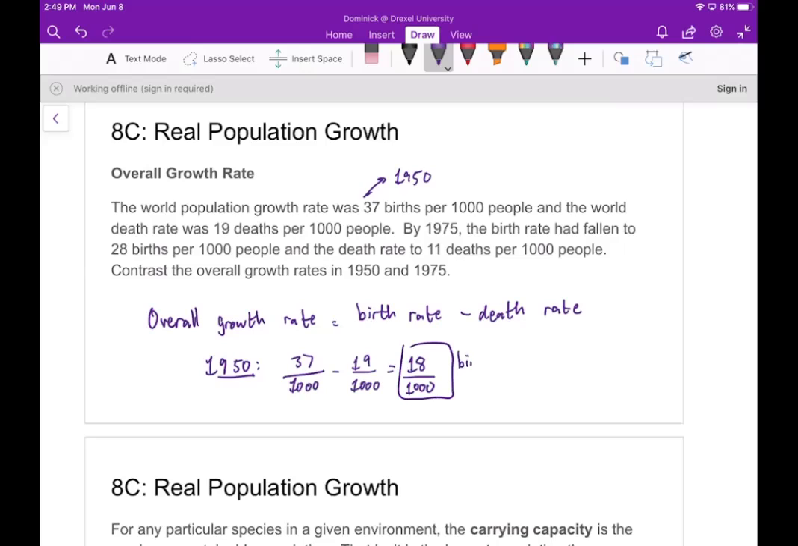So this is now births per 1,000 once we account for the deaths. And then in 1975, I would want to do 28 births per 1,000 people and then subtract 11 deaths per 1,000 people. So then we get 17 births per 1,000 people.